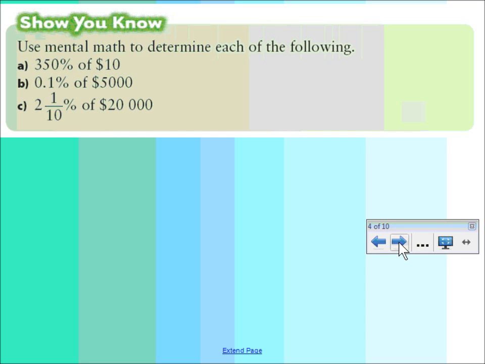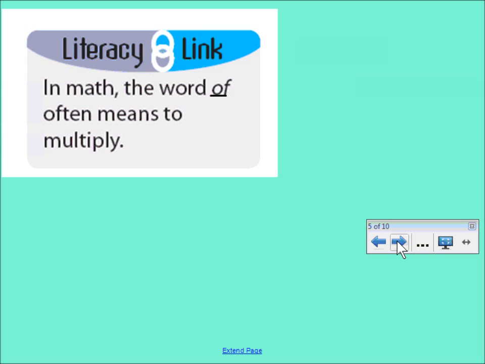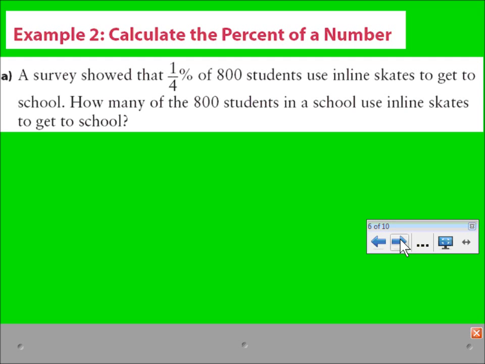So please show you know in class, and then this is the first show you know. Just so you guys know, in math, often of means multiply. However, not always. So most of the time, if you see of, that should trigger multiply in your head. A survey showed that 1/4% of 800 students use inline skates to get to school. How many of the 800 students in a school use inline skates to get to school? You can do this at home if you'd like, or at the school. Just press pause, you can do it there.